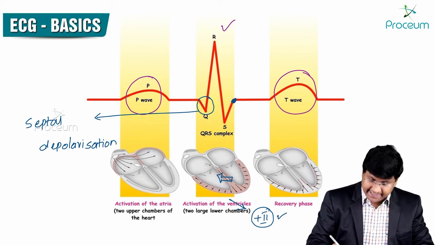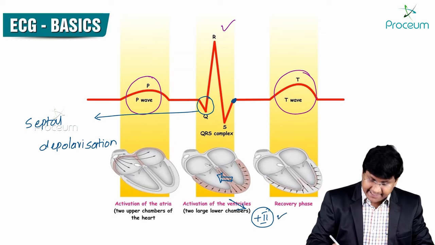Now, you take the posterior leads. Posterior leads include V7, V8, V9. Actually, we don't add any three more leads to V1, V2, V3, V4, V5, V6. What we do is replace them. V1, V2, V3 are replaced to the position of V4, V5, V6, whereas your V4, V5, V6 are replaced to the position of V7, V8, V9. The same thing, we will just replace them.